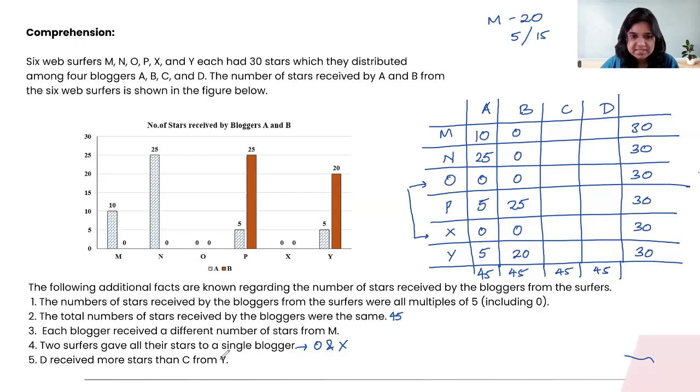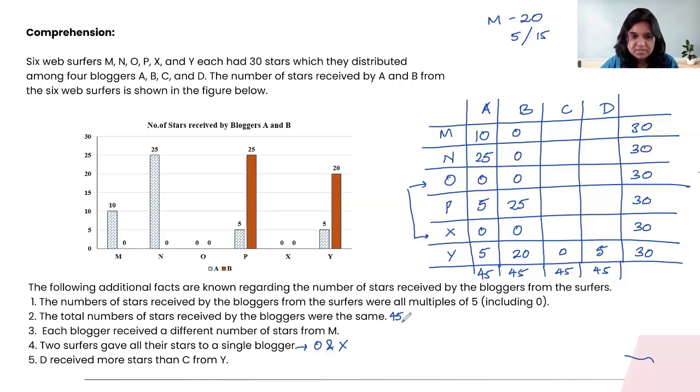D received more stars than C from Y. So D has received more stars than C. Let's see how many stars are left for Y to distribute. So 25 are over out of 30. Only 5 are remaining. If only 5 are remaining and D has gotten more stars than C, clearly the distribution then will be 0 and 5. Okay, so D has gotten 5 and Y has given 0 stars to C. That takes care of Y's 30 stars. So we have taken care of this statement as well.